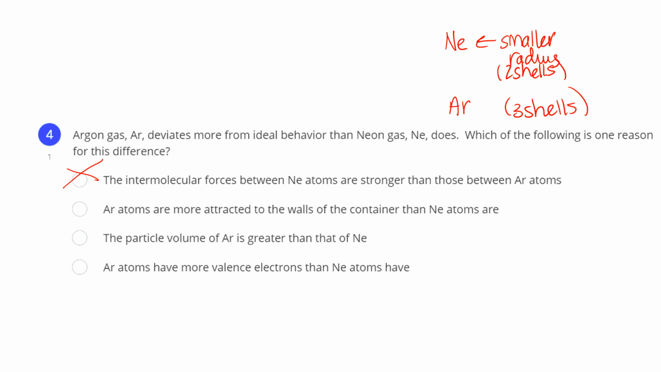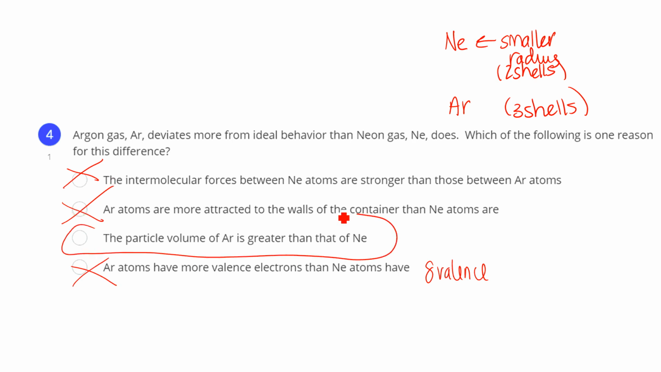The argon atoms are more attracted to the walls of the container. That seems a little weird. Are they attracted to the walls of the container? Okay, I'm going to ignore that one. The particle volume of argon is greater than that of neon. Well, that seems to fit with what we know here, so let's hang on to that one. And how about this? Argon atoms have more valence electrons than neon atoms do. Well, that's not true. They both have 8 valence electrons. So it's not this one.